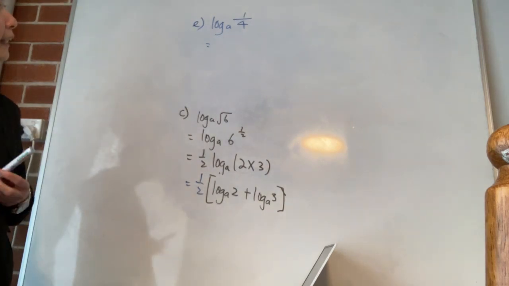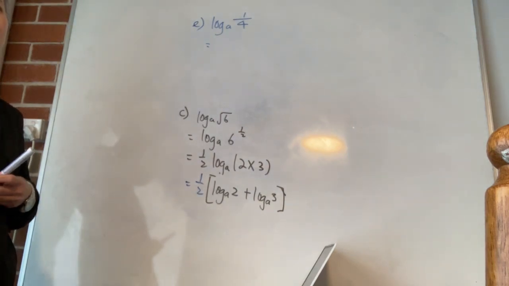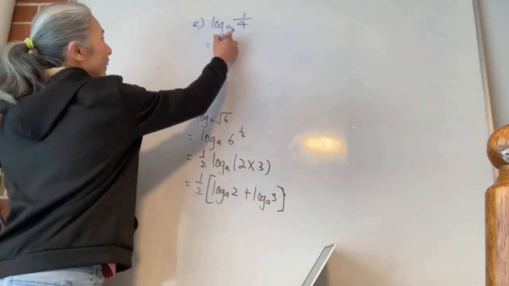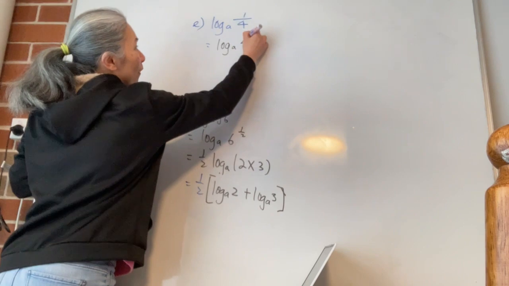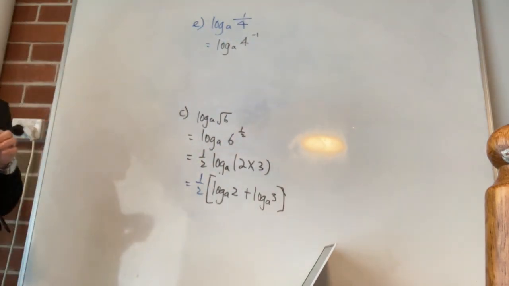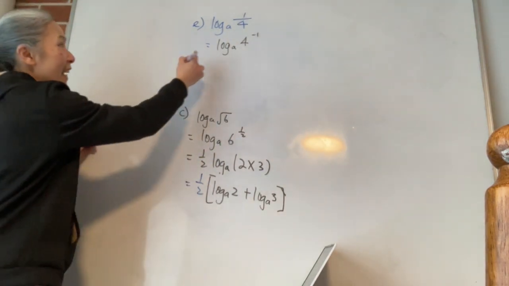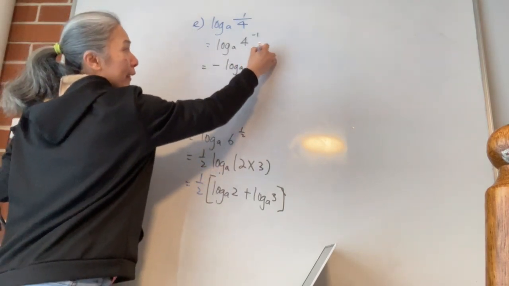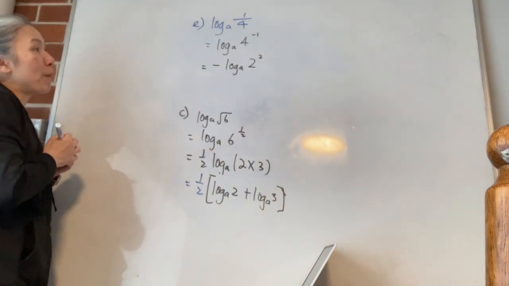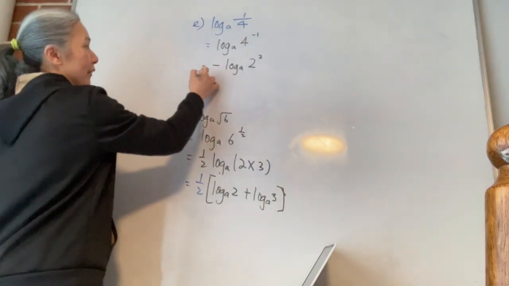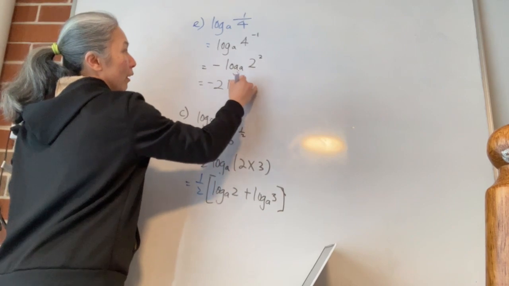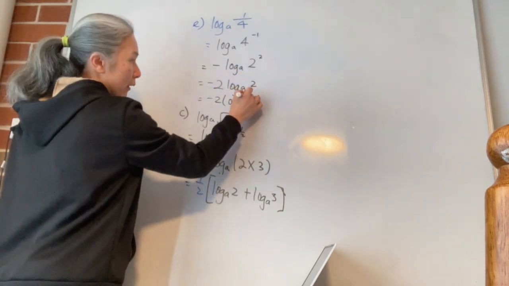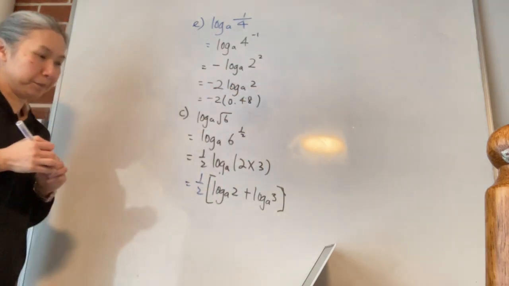Right, for question E, you have log A of a quarter. 1 over, what does 1 over mean again? 4 to the power of minus 1. Good job. So you have log A of 4 to the power minus 1. And I can move my minus 1 to the front, right? So minus log A of 4. 4 means 2 squared. Now I can move my square to the front. So it's going to be minus 2 log A of 2, which is minus 2 times the number, which is 0.43.